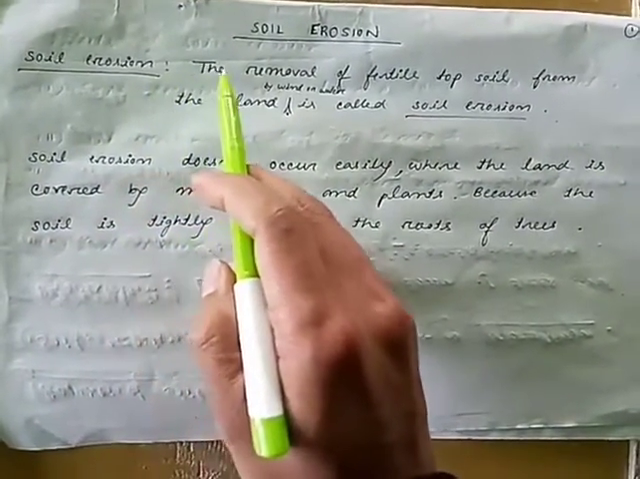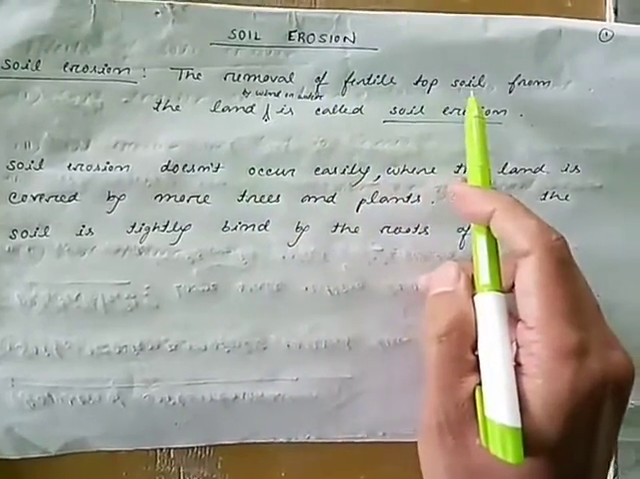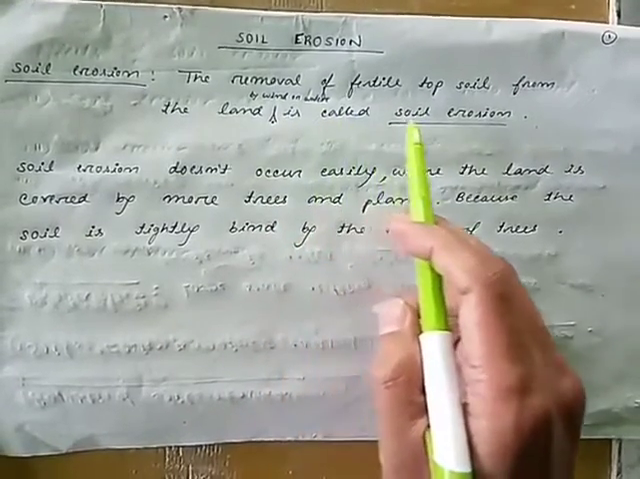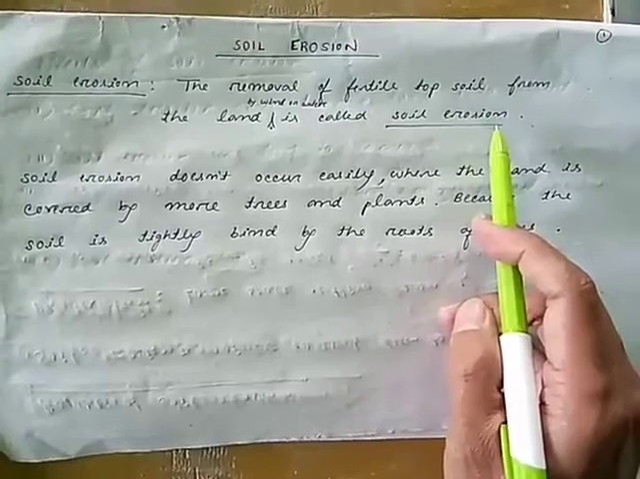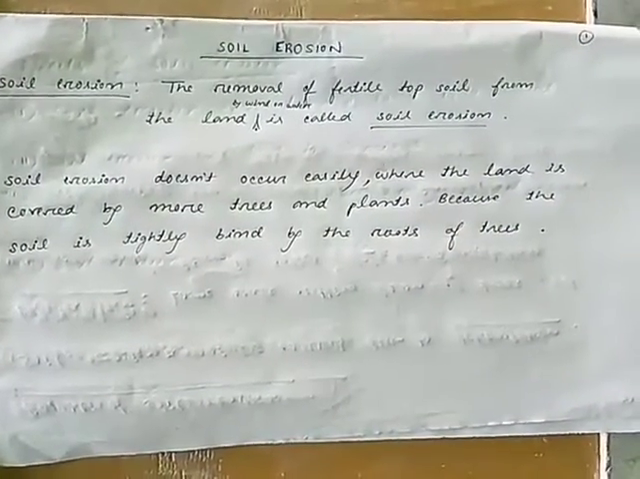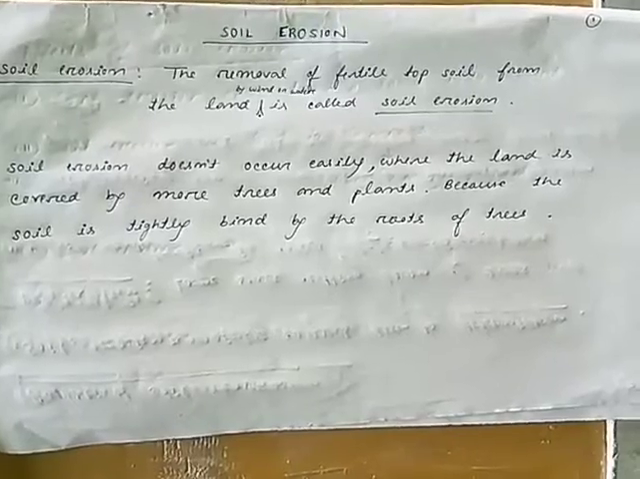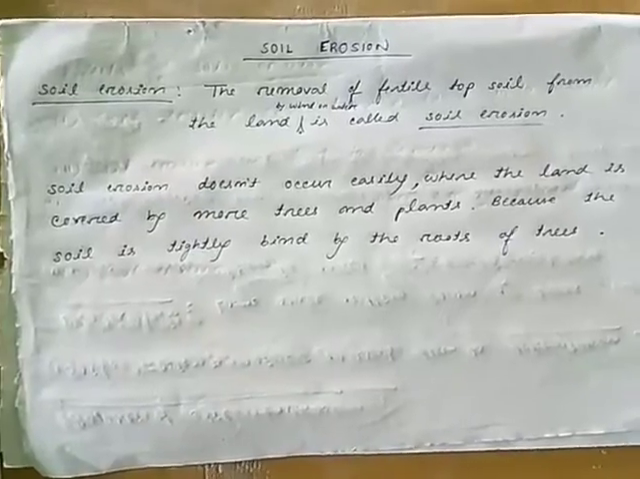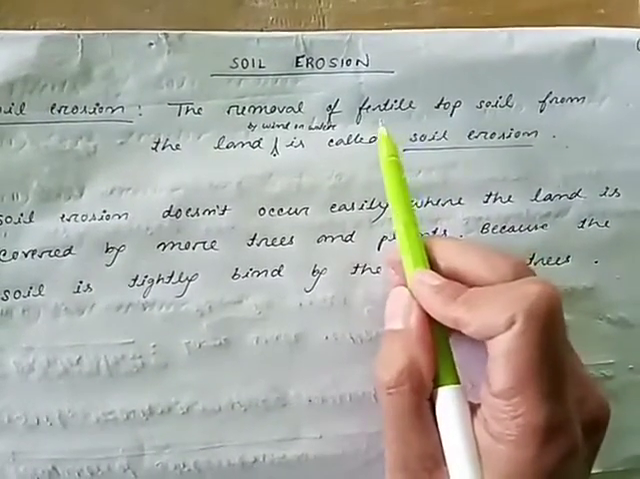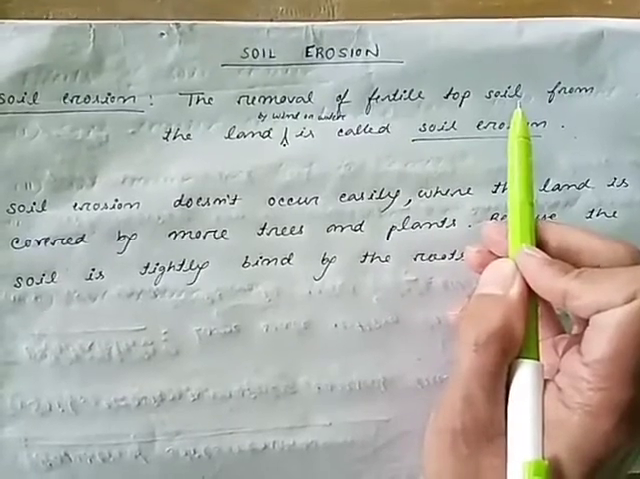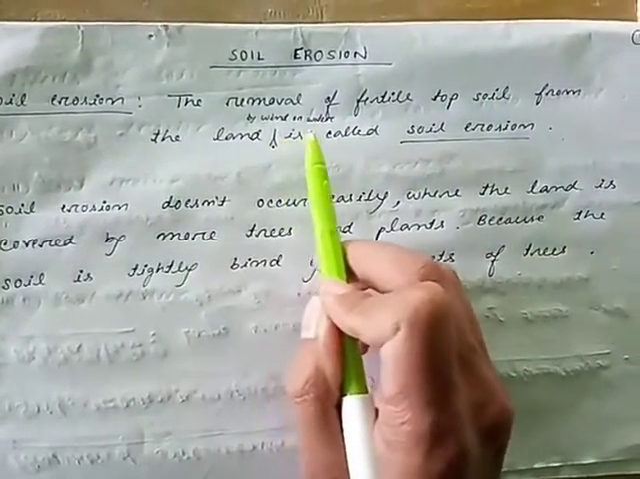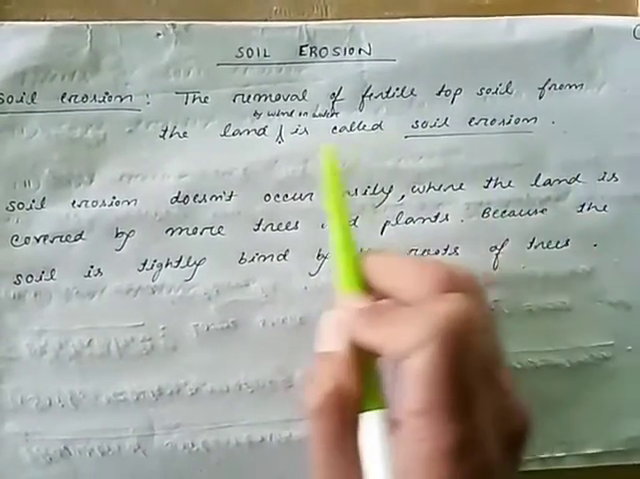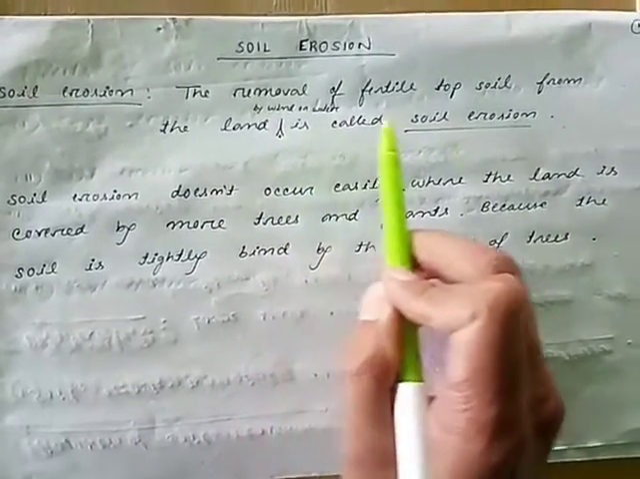Soil erosion, the removal of the fertile topsoil from the land by wind or water, is called soil erosion. We know that there are three layers of soil, and the uppermost layer of the soil is known as topsoil. So during soil erosion, the fertile topsoil is removed by wind or water. This removal of the fertile topsoil from the land by wind or water is called soil erosion.